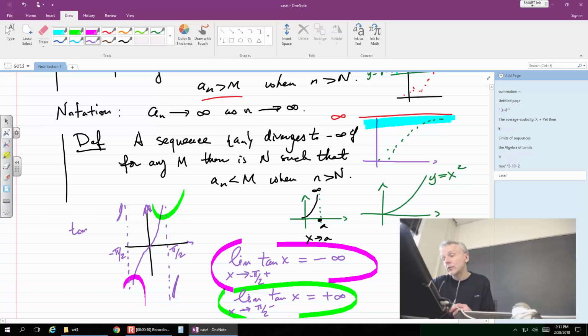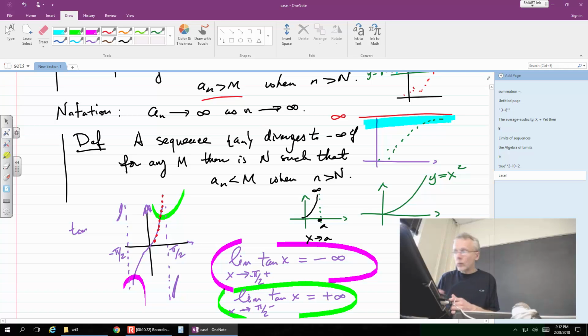But how do we connect it to sequences? This is how I could just take and put a bunch of points, a sequence, on the graph like this. And it keeps on with the graph of tangent. Okay, so then how do I describe the behavior of the sequence? I describe it in the same manner. I say that the sequence goes to infinity. So, well, that is the connection to Calculus 1.